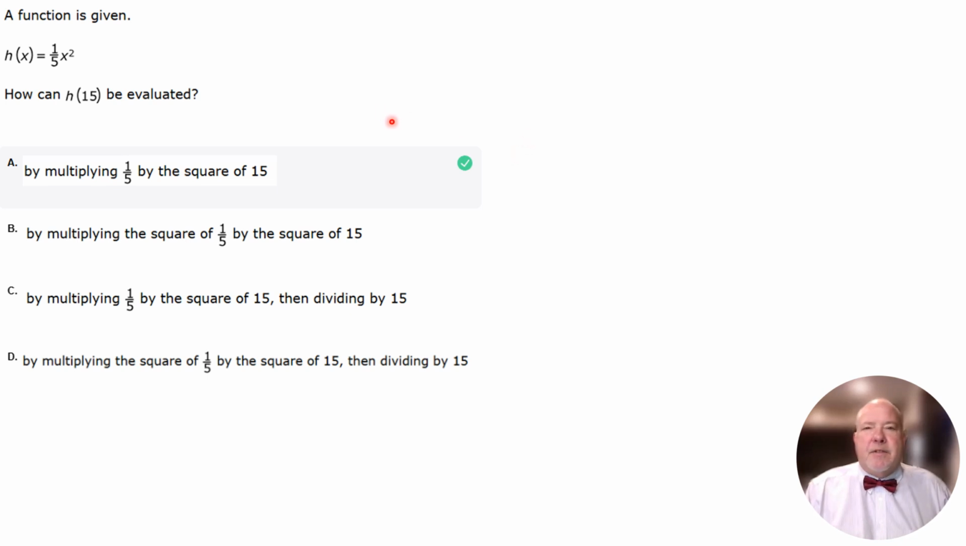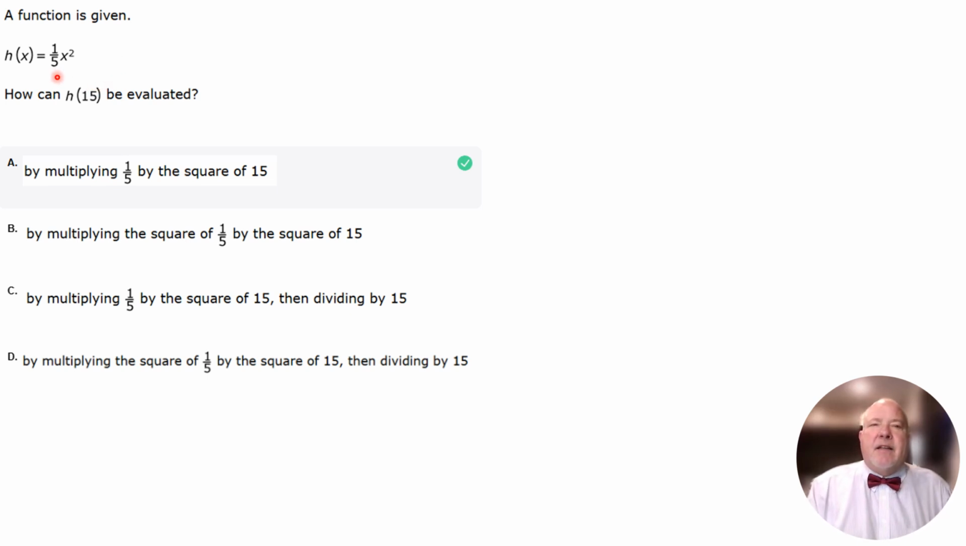This question, I believe, is trying to test your knowledge of two different things. First off, it wants to know if you understand how function notation works. So h of x, h parentheses x, we call that h of x. That's function notation. And what it's asking us to do here, it says, how can h of 15 be evaluated? It's asking you to substitute in 15 for x. Okay, so that's the first thing I think it's testing you on.